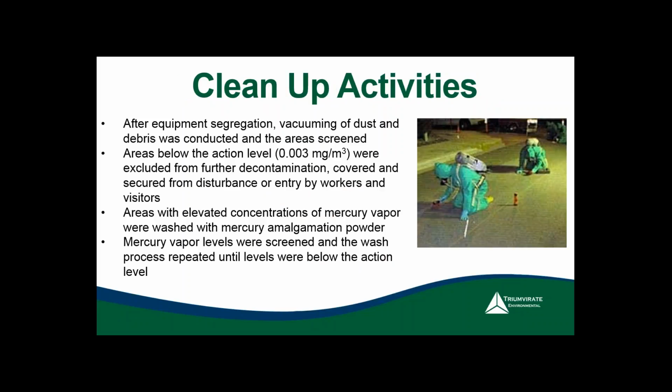The cleanup involved equipment segregation first of all, and after that, the vacuuming of dust and debris was conducted with the Mercury Vacuum, and the areas were screened. Areas below the action level were excluded from further decontamination, covered and secured from disturbance from any entry by workers and visitors. And areas were evaluated, and concentrations of mercury vapor were washed with mercury amalgamation powder. That process was repeated until all of the screening results were below the action level.